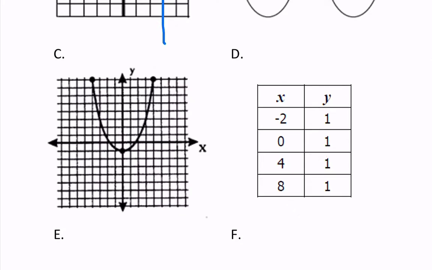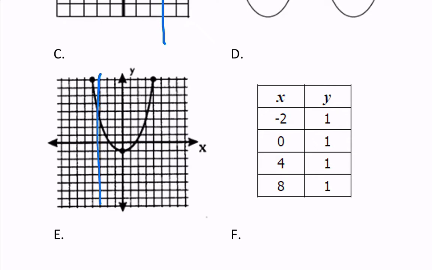All right, so we have a graph again, which means we need to use the vertical line test, the up and down. So is there anywhere on this graph from here to here that I could draw a vertical line that will touch it more than once? So let's try a few.